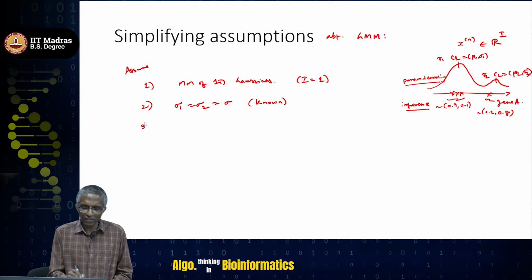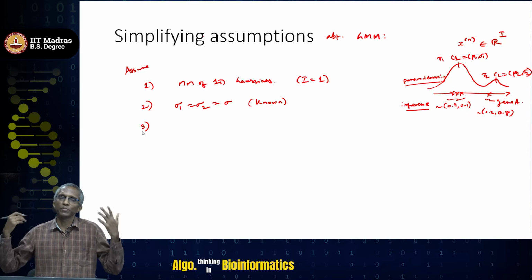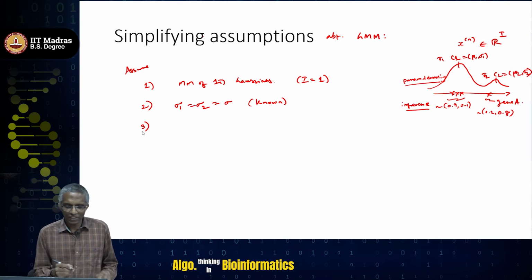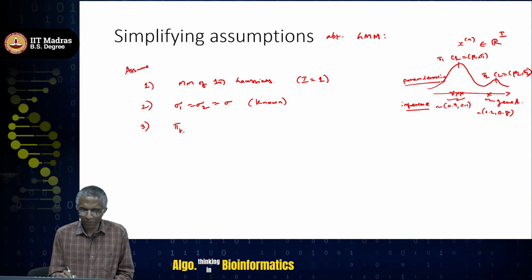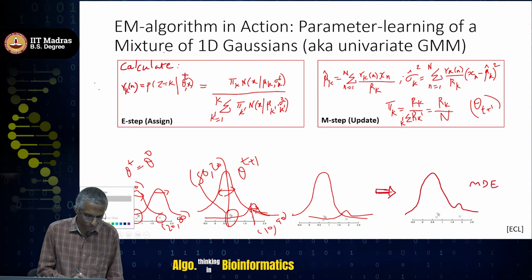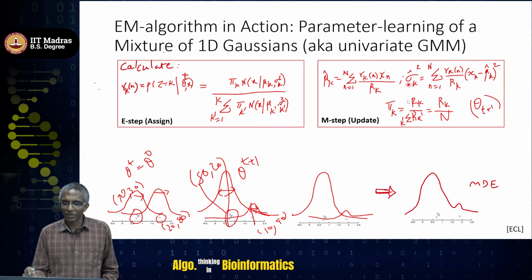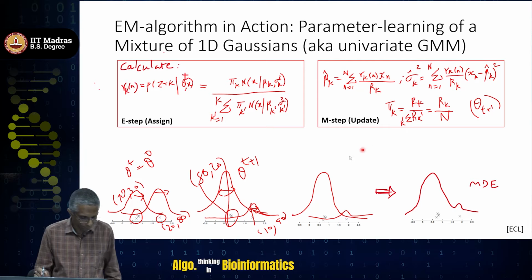The third thing is that without any a priori knowledge, we will not know what the mixing proportions are to begin with. So, in that case, your pi k is simply going to be all the same, and you can set it to be 1 over capital K. So, this is the EM algorithm that we have seen before in action, where we have the E step or the assignment step where we calculate the responsibility vectors, and the M step where we update theta t to theta t plus 1.